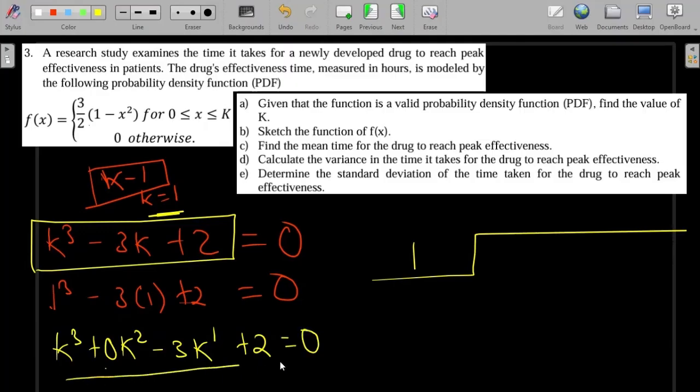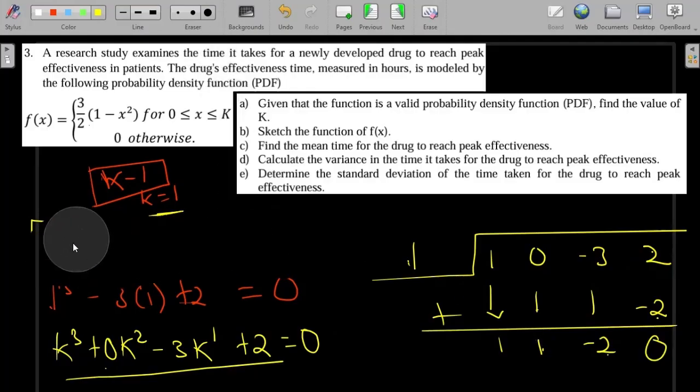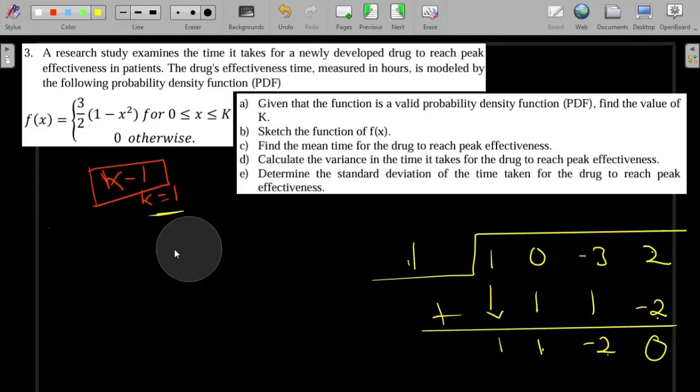So I'll get the coefficients from this now. The first one is 1, then I have 0, and then I have minus 3, and then I have 2. Okay, so I bring down this one, and then I multiply with that one, I get 1. 0 plus 1 is 1. 1 multiplied by this, I get 1 again. If I add minus 3 and 1, I get minus 2. 1 multiplied by minus 2 gives minus 2. 2 plus minus 2 gives me 0. Okay, perfect. So it means now we have a factor there.